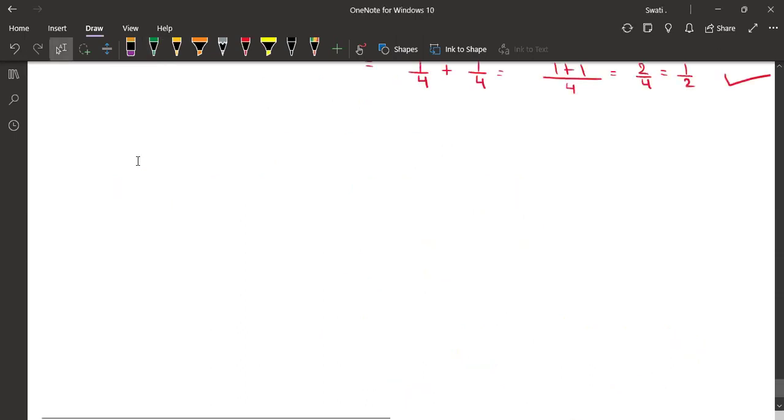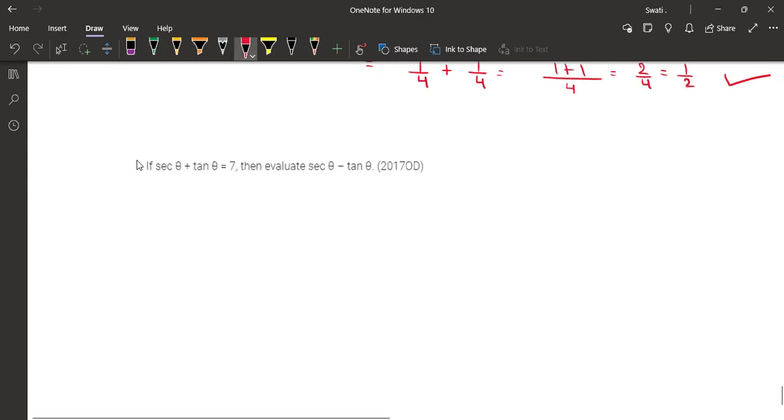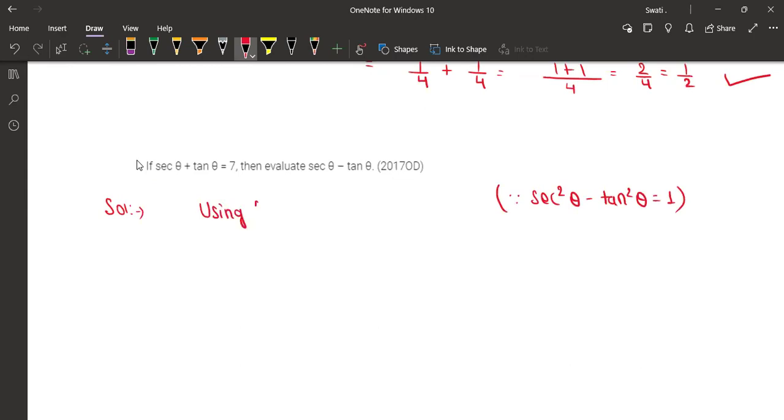So this is our next question. If sec theta plus tan theta is equal to 7, then we have to find out the value of sec theta minus tan theta. So as I was saying, you have to always make use of the given information. In this particular question, we are just going to use a formula directly. We know the formula of sec square theta minus tan square theta, a very famous trigonometric identity, that is equal to 1.